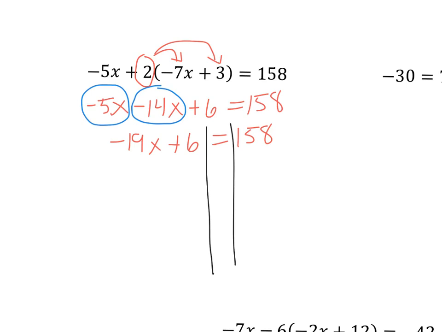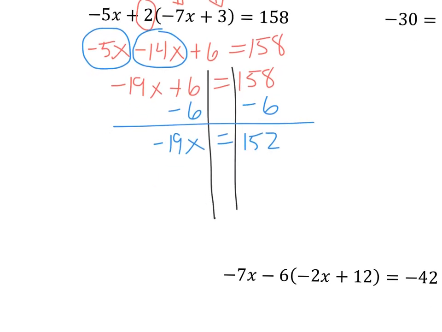We'll take our negative 19x plus 6 equals 158. The first step we want to do is subtract 6 on both sides. All right, and then positive 6 minus 6 gives us 0, so we're just left with negative 19x is equal to 158 minus 6 gives us 152.